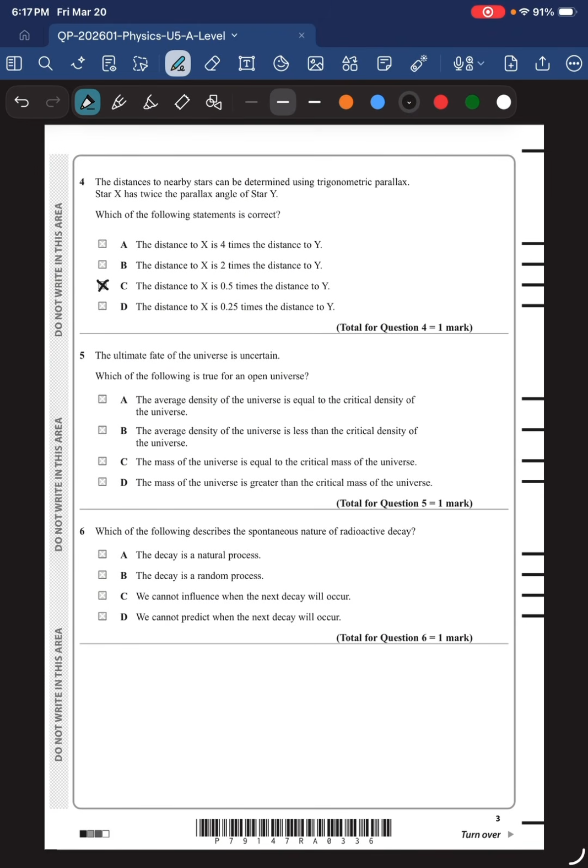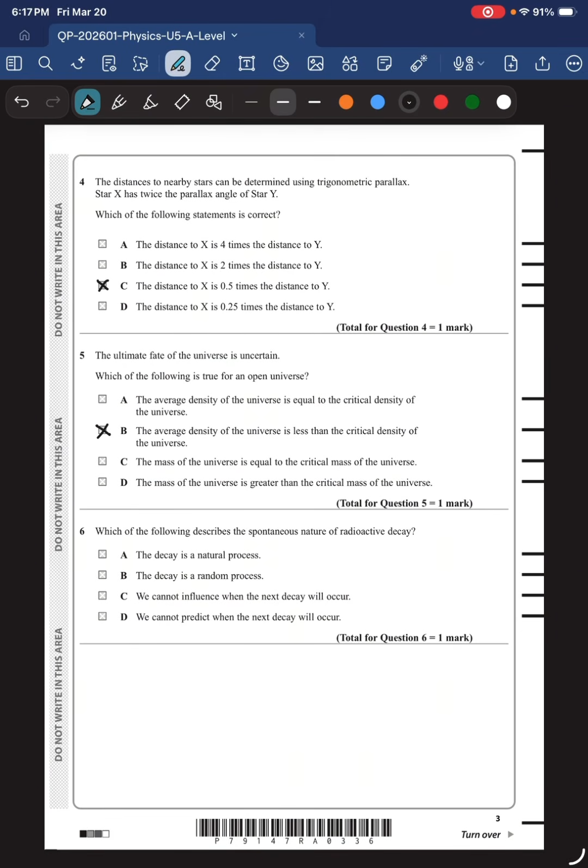Okay, 5. The ultimate fate of the universe is uncertain. Which of the following is true for an open universe? Option A, the average density of the universe is equal to the critical density of the universe. That will make for a flat universe. B, the average density of the universe is less than the critical density of the universe, which is the case, right?